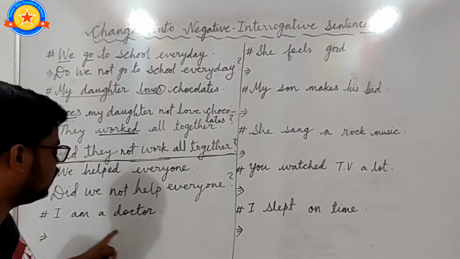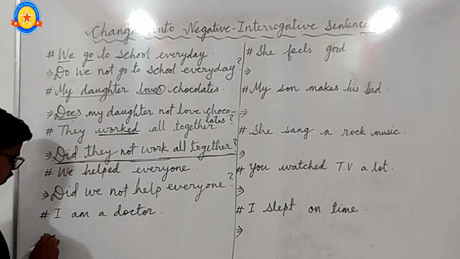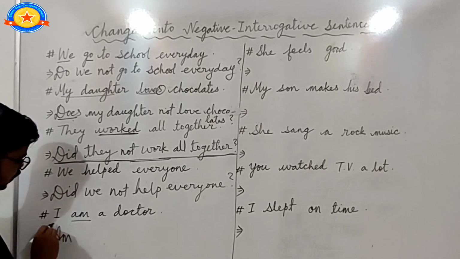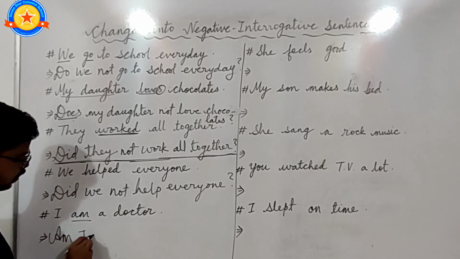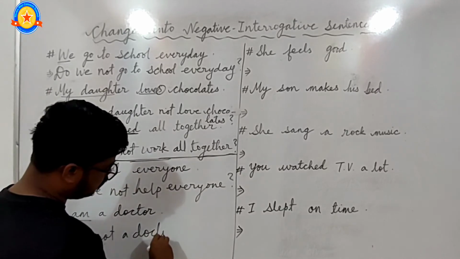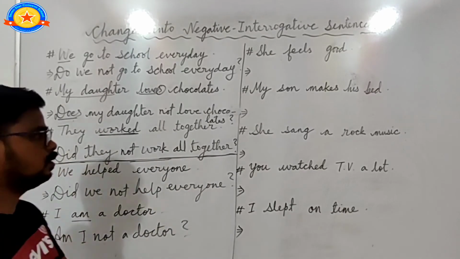The next question is: I am a doctor. It is simple present tense. Here the be verb am will come before the subject. Am I not a doctor? And question mark. Am I not a doctor?